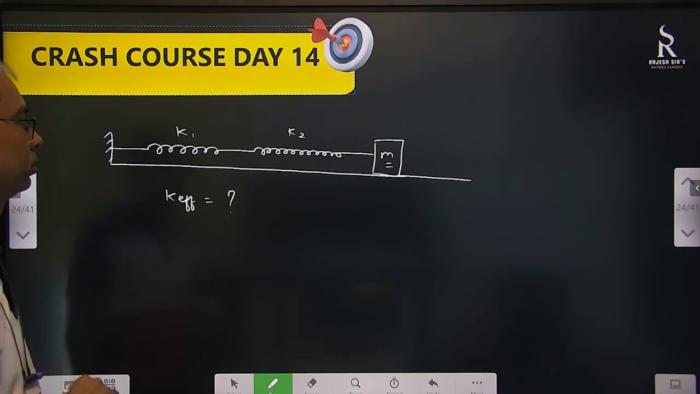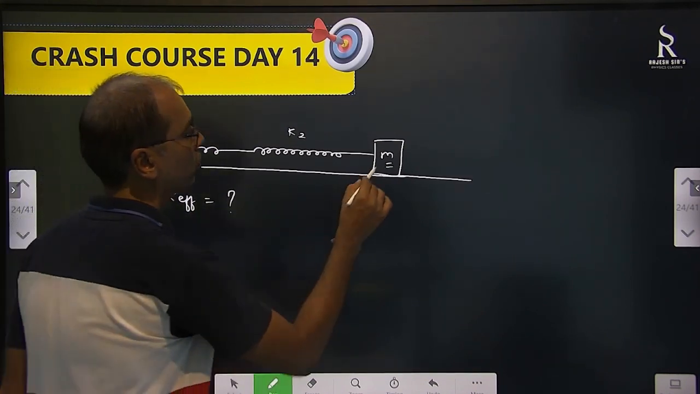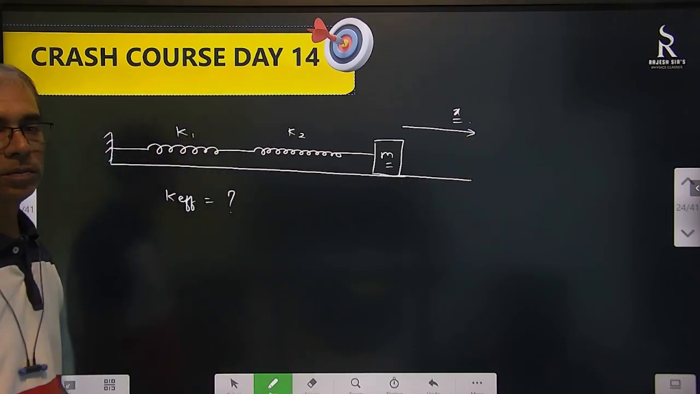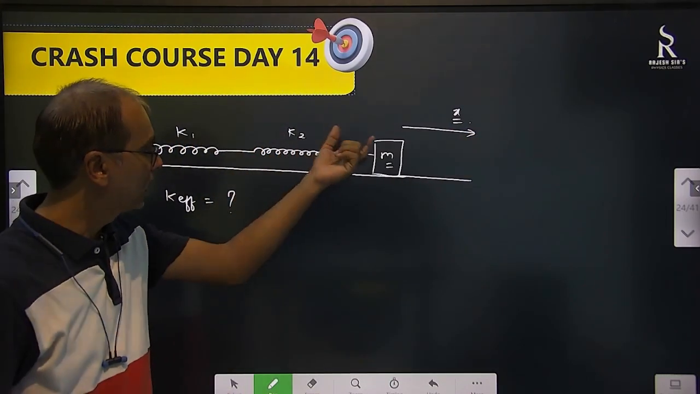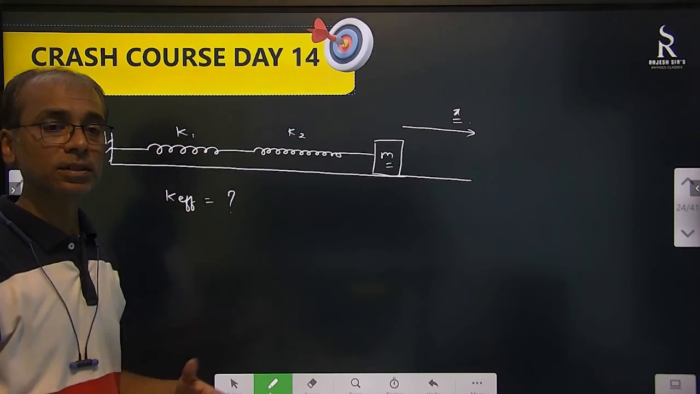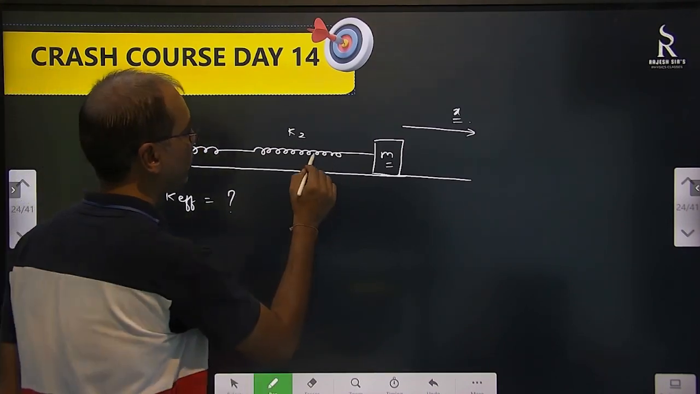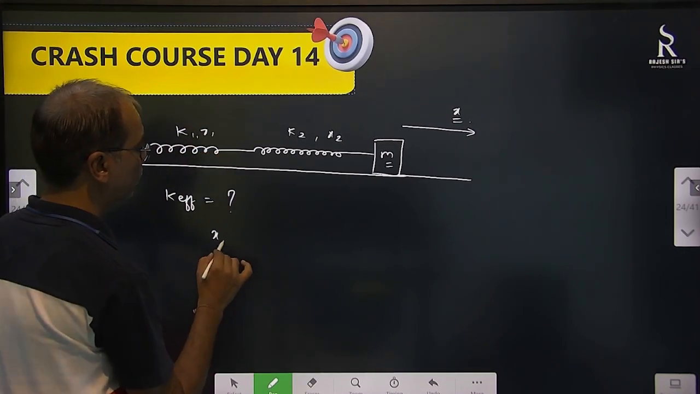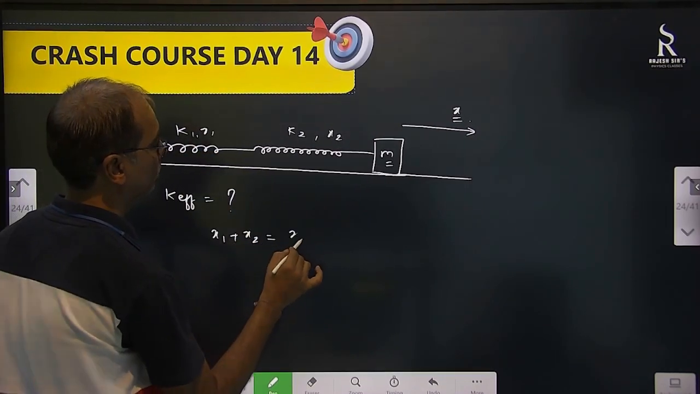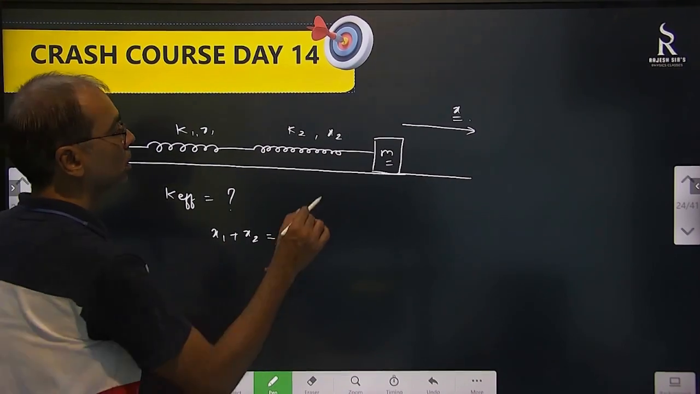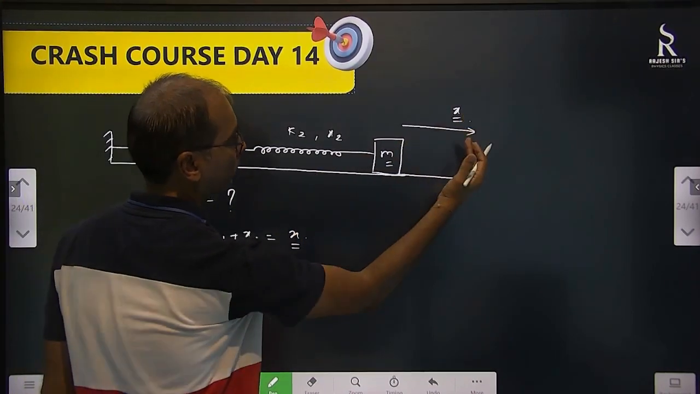Okay. So how to find? What we did is I'm going to stretch it by x. So when you stretch it by x, the stretch will be in this x or this x, or combined it will be x. Answer is combined it will be x. So in this one, let's assume that extension is x2, in this one x1. So I can write x1 plus x2 equal to x. There is no doubt about that.